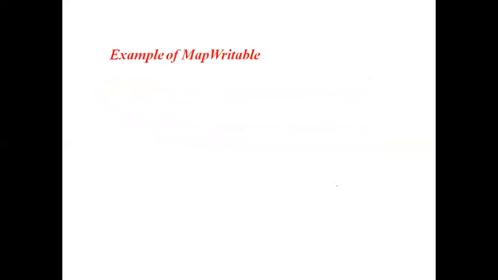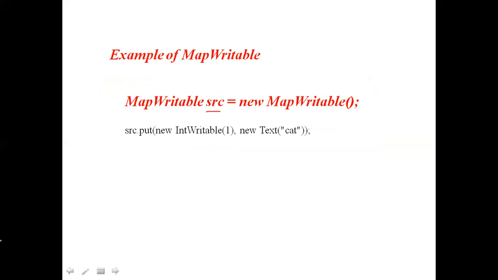We will see an example of this MapWritable. See, we are creating an object src for the MapWritable class. As an example, src we are creating as MapWritable src = new MapWritable. Here we are using the put method to put the values into the map. We use the put and get methods. The put method is used to place values into the map. The get method is used to get the value when our key is given. When our key is provided, it will get the value. Instead of set and get methods, here we are using put and get methods.